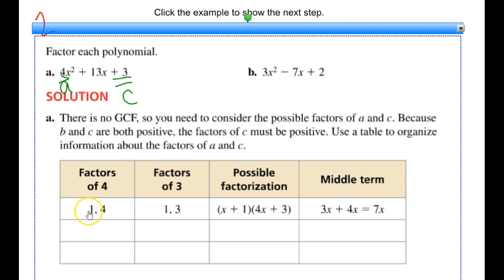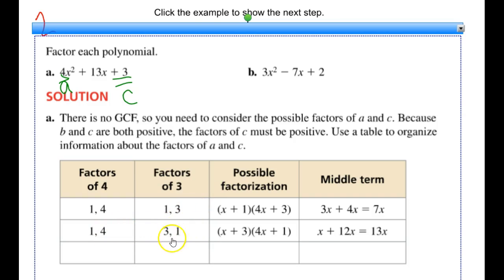So I come up with my factors of 4, which can be 1 and 4, and my factors of 3 can be 1 and 3. I go ahead and try them. Here's my possible factorization. I would have my x plus 1 and my 4x plus 3, and then I try it out. I would end up with 4x squared plus 3x plus 4x plus 3. My first and last terms we know for sure, so I'm just looking at the middle term, which ends up being 7x, which is not the same thing that I was given, so I'm not right, and I know I need to continue.